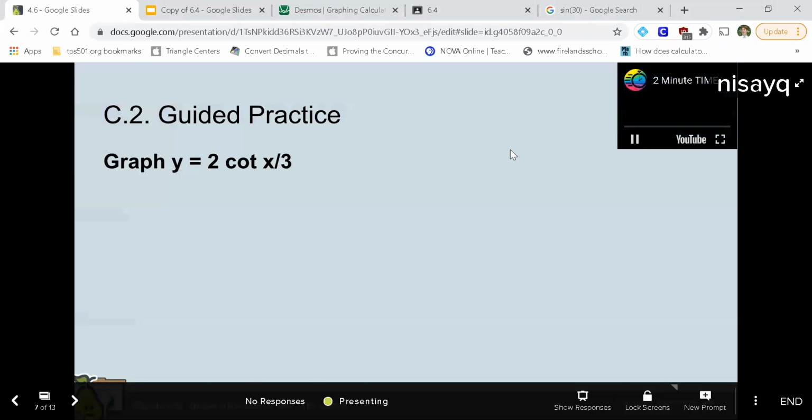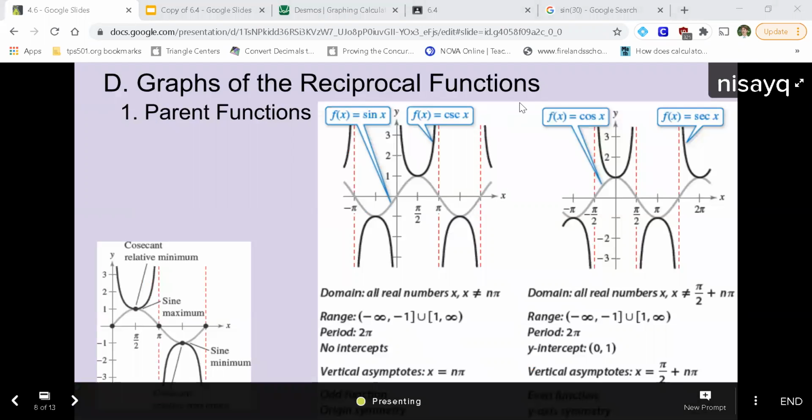Okay, so for cosecant and secant, these are actually really easy to graph. If you know how to do 4.5, you can graph these in the same amount of time that it took to do any of those problems, plus about 5 to 15 seconds.